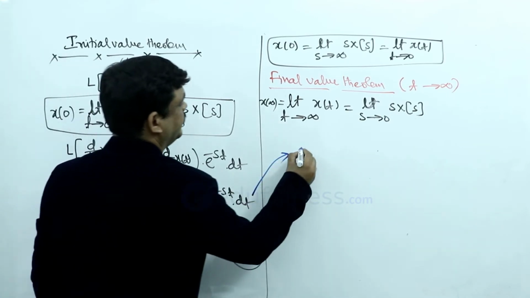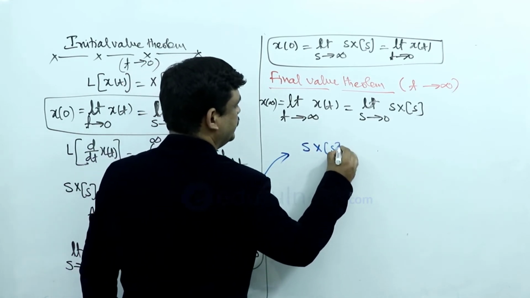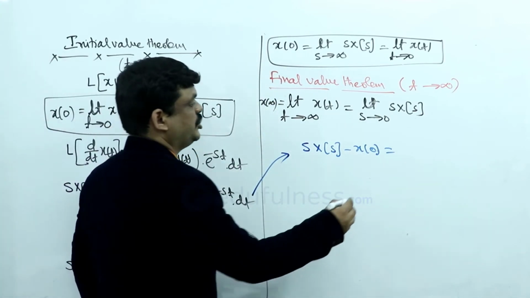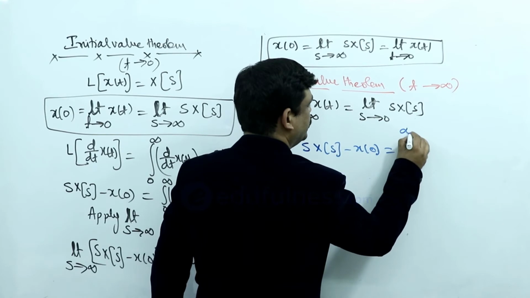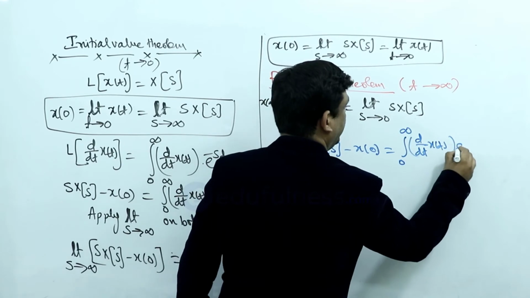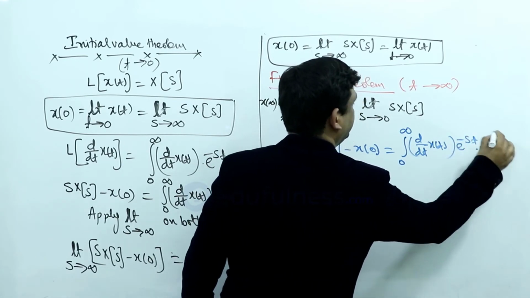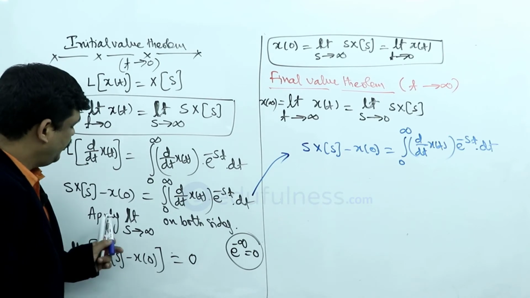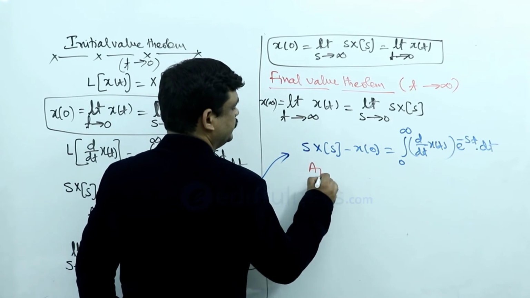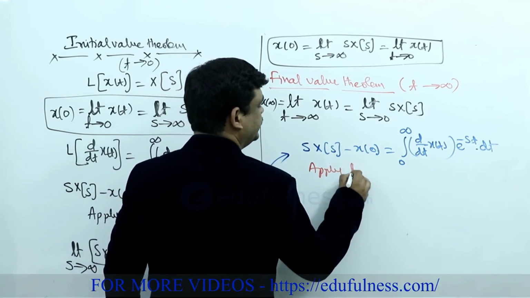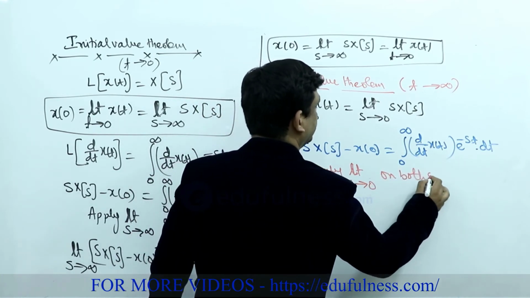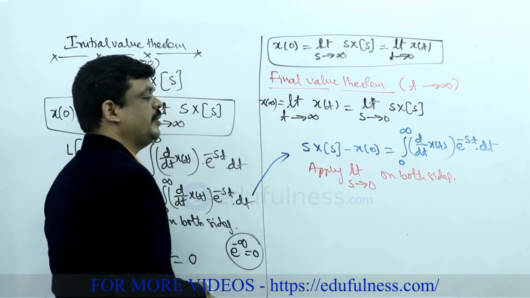So this equation explains s into x of s minus x of 0 is equal to this integration. The right side equation is integration from 0 to infinity d by dt of x of t into e to the power of minus st dt. Earlier I applied limit s tends to infinity on both sides. Now I want to apply limit s tends to 0 on both sides.